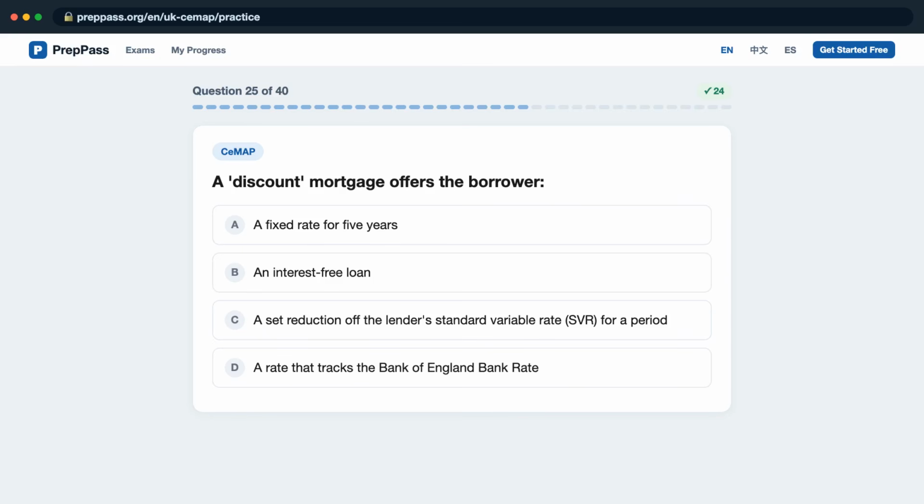Question 25. A discount mortgage offers the borrower, is it A, a fixed rate for 5 years? B, an interest-free loan? C, a set reduction off the lender's standard variable rate, SVR, for a period? D, a rate that tracks the Bank of England bank rate?